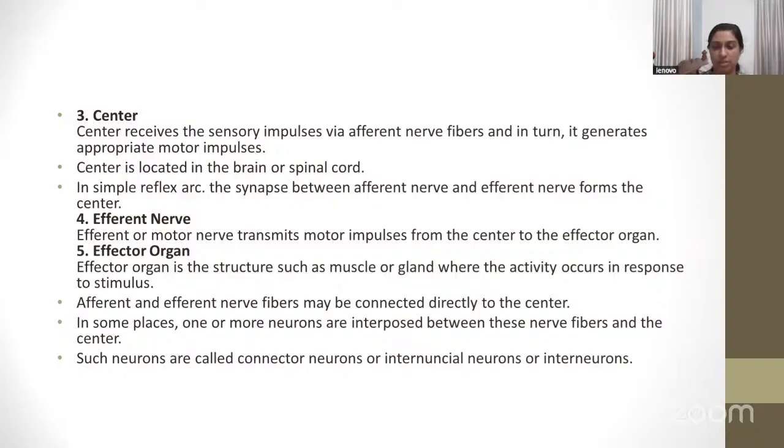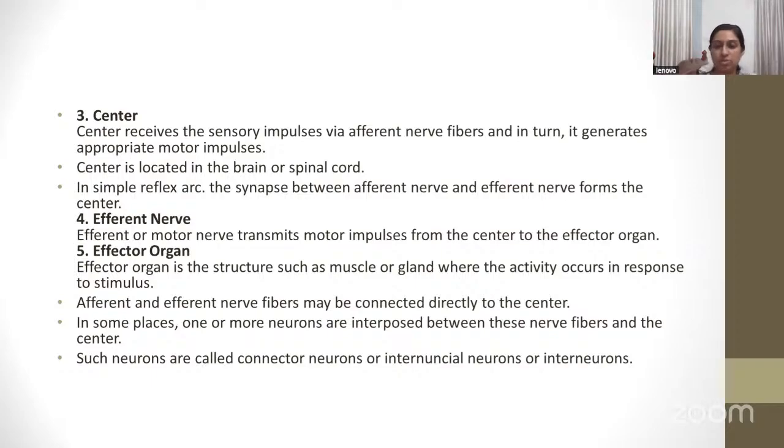In a simple reflex arc, the afferent and efferent nerves can be connected by interneurons or internuncial neurons. In such cases, these interneurons can also act as a center. Such neurons are also called internuncial neurons, interneurons or connector neurons. So these are the 5 parts involved in the reflex arc. This is also a question repeatedly asked in different university papers.